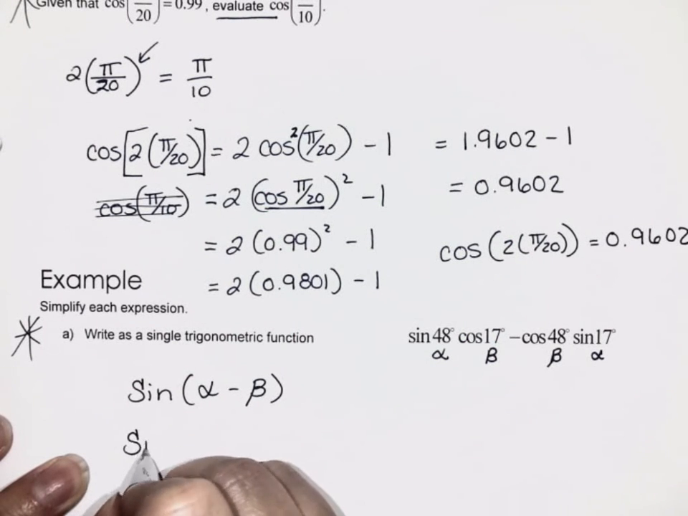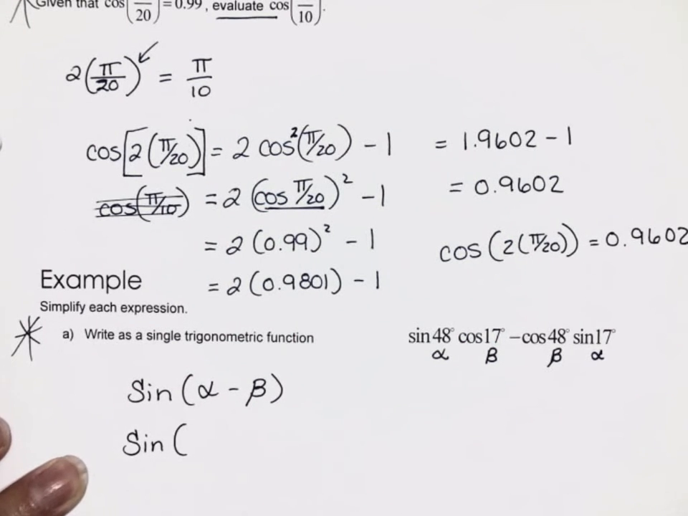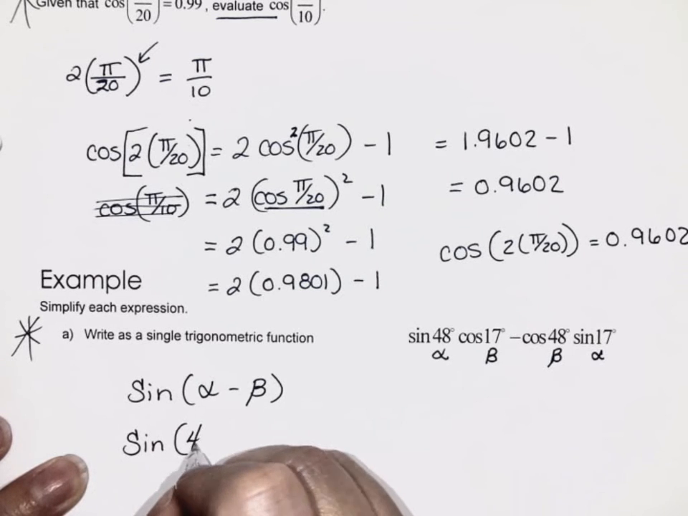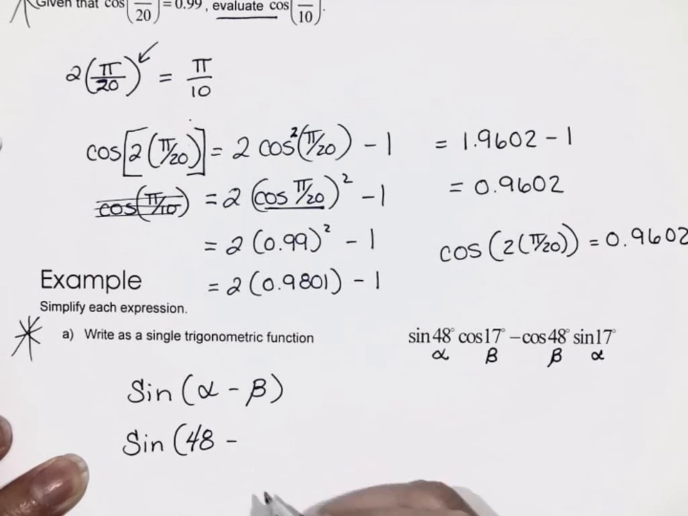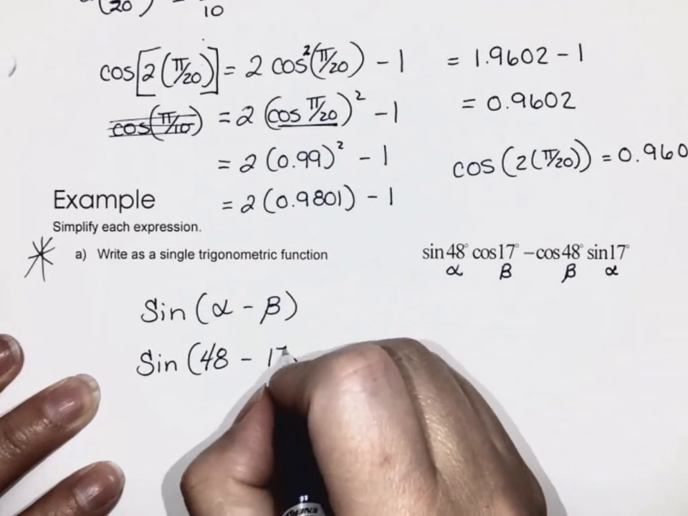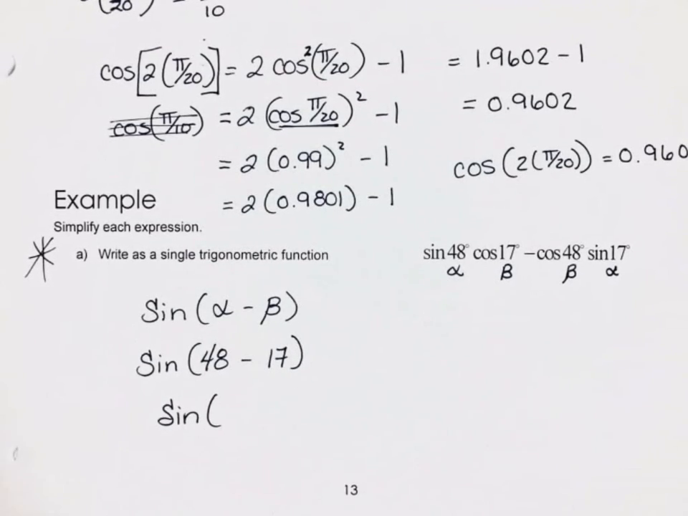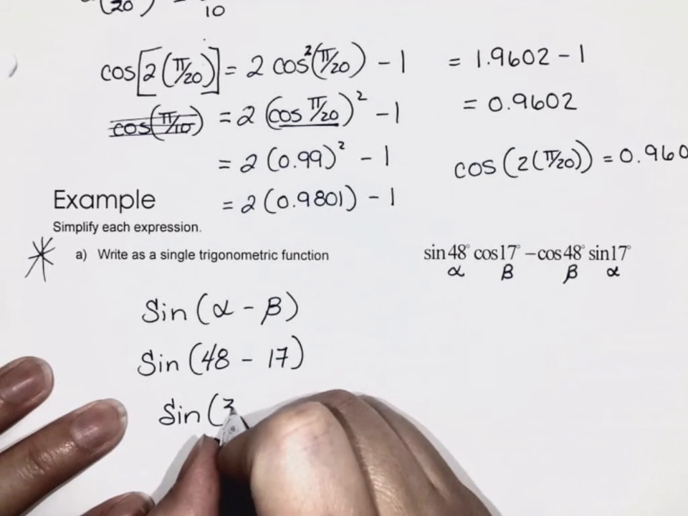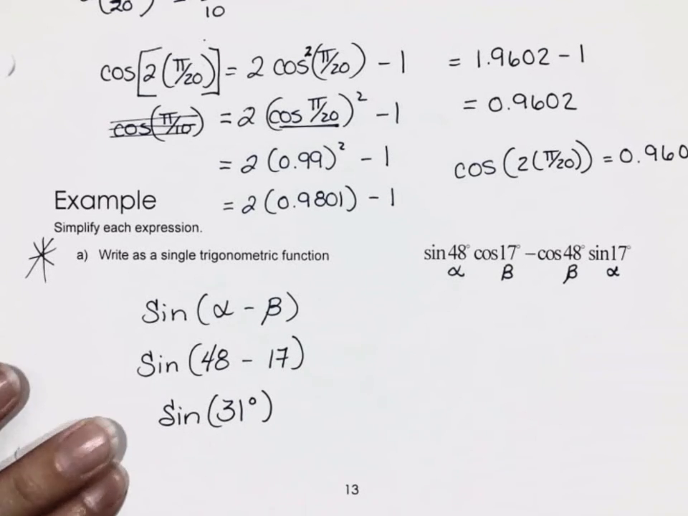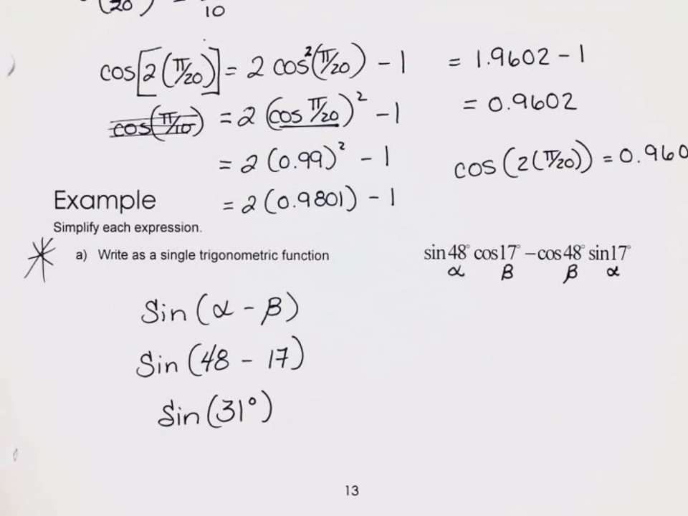What do we know alpha is? 48. What do we know beta is? Brilliant. Okay, I want you to go ahead and subtract those. Pretty basic. Don't pick up your calculator. Somebody tell me what this is. Say it out loud. 31. So you've now written it as a single trigonometric function.